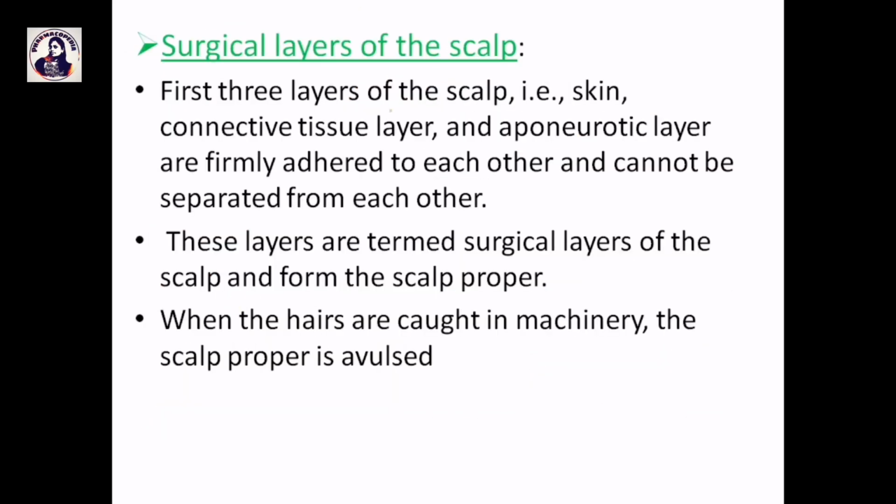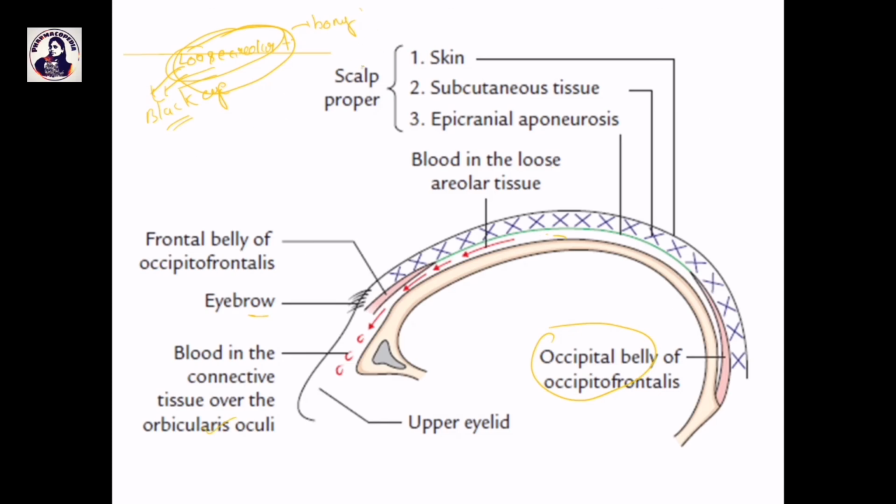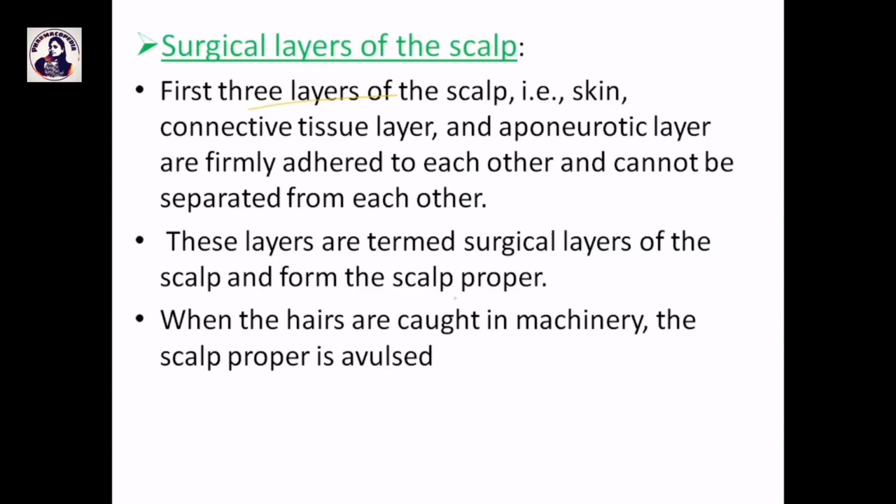So surgical layer of the scalp is formed by the 3 layers of the scalp. Okay, 3 layers of the scalp, that is the skin, connective tissue and the epicranial aponeurotic layer, together known as the scalp proper. तो फिर जब भी ये जो सर्जिकल लेयर है इसमें किसी भी तरीके की इंजरी या व्हेन द लेयर्स आर कॉट इन द मशीनरी, सो ये जो स्कैल्प प्रॉपर है या ये जो तीनों लेयर्स हैं ये एवल्स्ड हो जाते हैं, ठीक है, या इंजर्ड हो जाते हैं. तो इसका जो ट्रीटमेंट है वो रीप्लांटेशन ऑफ द एवल्स्ड पार्ट ऑफ द स्कैल्प, द बेस्ट ट्रीटमेंट. सो अगर आपसे कोई पूछे कि स्कैल्प की सर्जिकल लेयर्स क्या है, सो द फर्स्ट 3 layers of the scalp is known as the scalp proper, and it together form the surgical layers of the scalp.